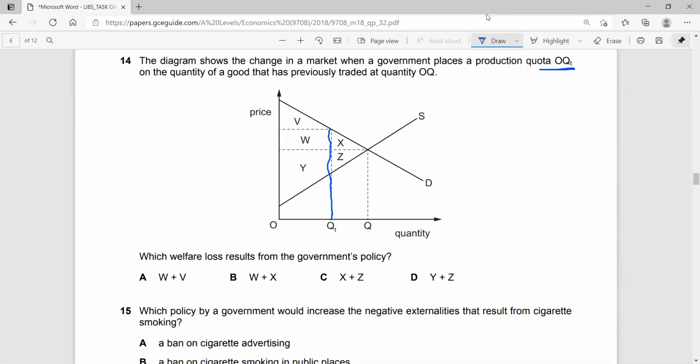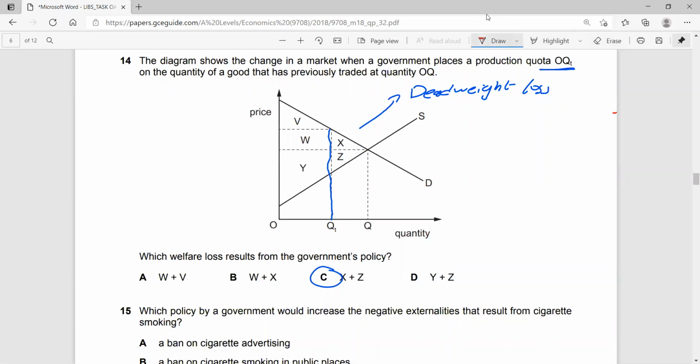Which welfare loss results from this government policy? Now, if you really have this on the tip of your fingers, you would know it's X plus D. That's your deadweight loss. But if you don't, not to worry, we can explain it as well. So let's try to work through this.